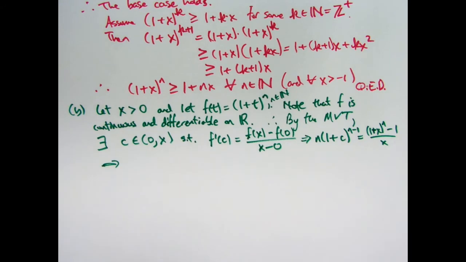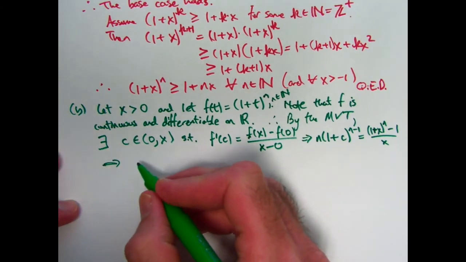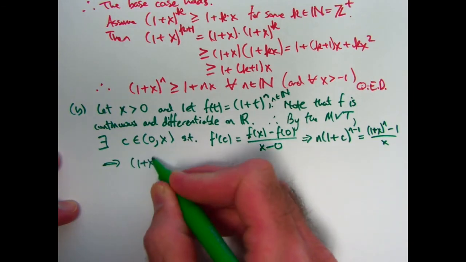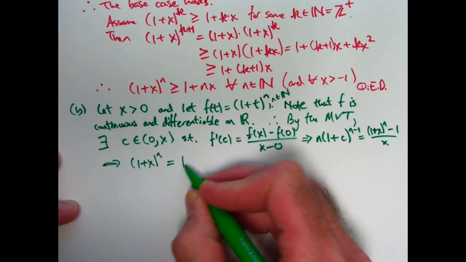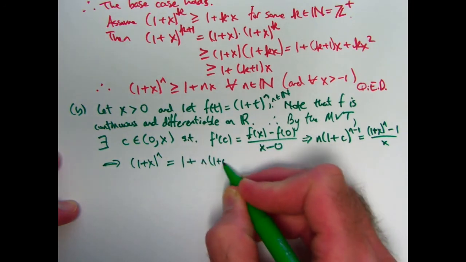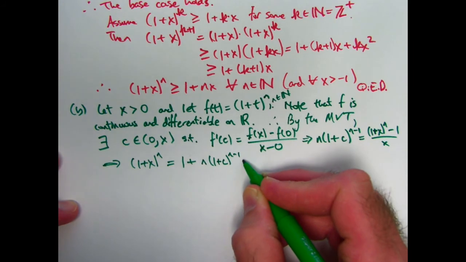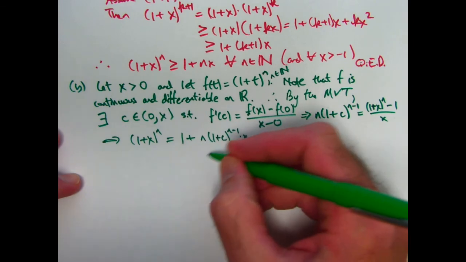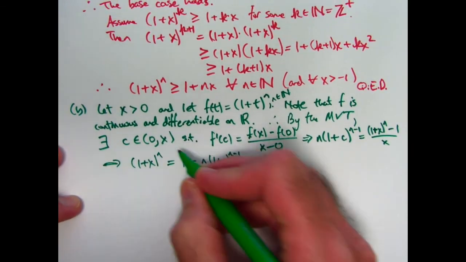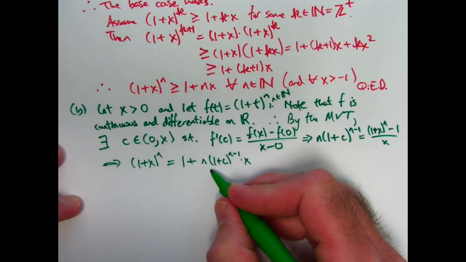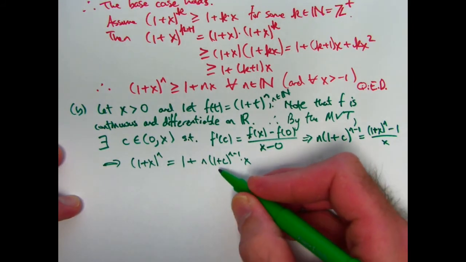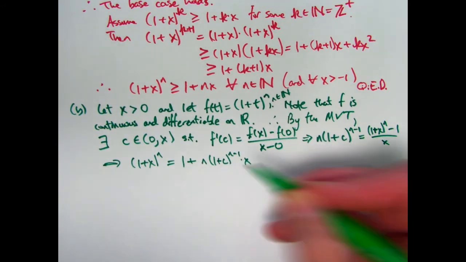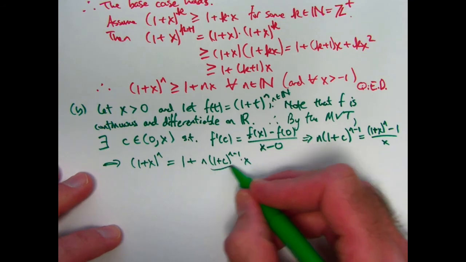So multiply both sides by x, which is positive. There's no problem with dividing by 0 here. So I get, and then I'm going to add 1. So I'm going to get 1 plus x to the n equals 1 plus n times 1 plus c to the n minus 1 times x. I'm almost done. c is bigger than 0 because it's in the interval from 0 to x, because x was positive. Therefore, 1 plus c is bigger than 1. And 1 plus c to the n minus 1 power, including the case where n would be 1, is bigger than 1.